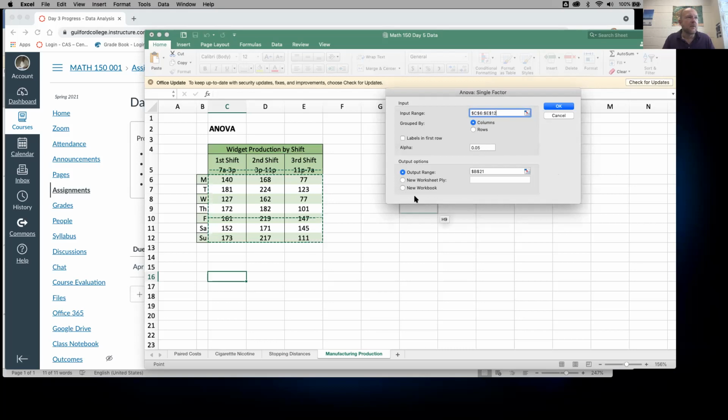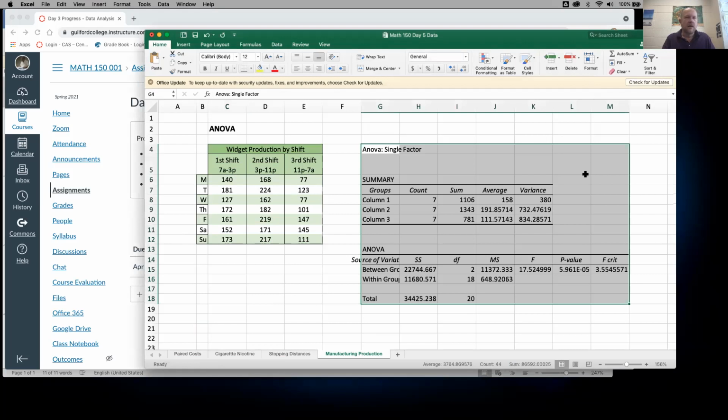And then for our output range, I am going to tell it to do C16 because that looks like a good spot that's not going to overlap with anything. Actually, you know what? That's probably not a good idea. Let's do like G4. Okay. All right, so that made it all appear on the screen at once, whereas if I'd done the C16, it would not have all been on the screen.